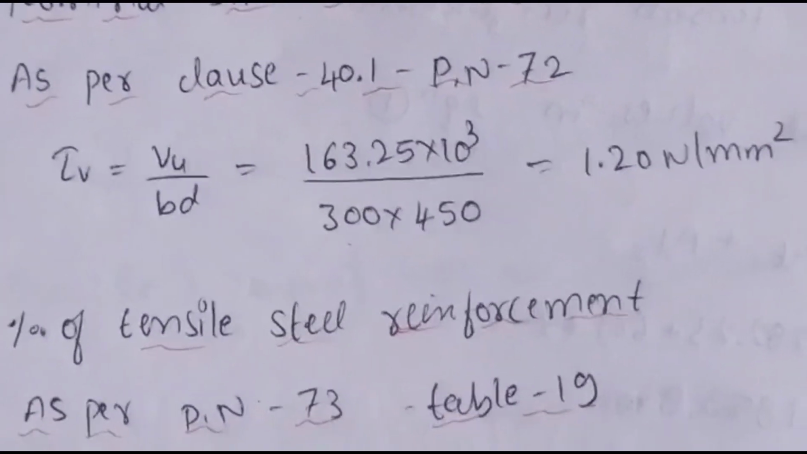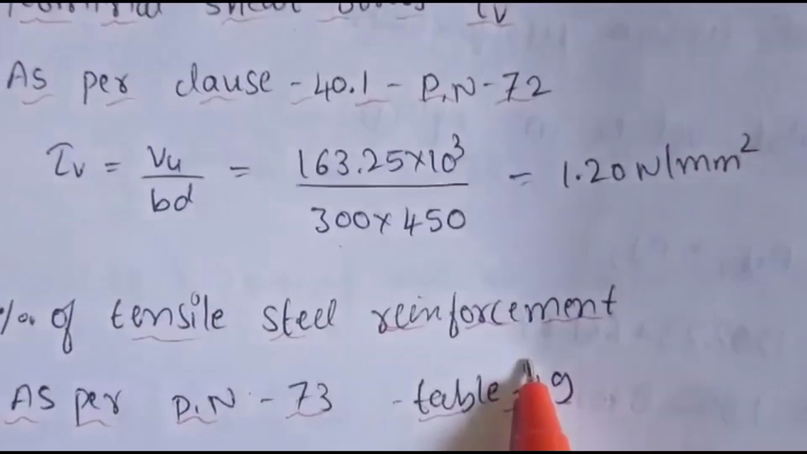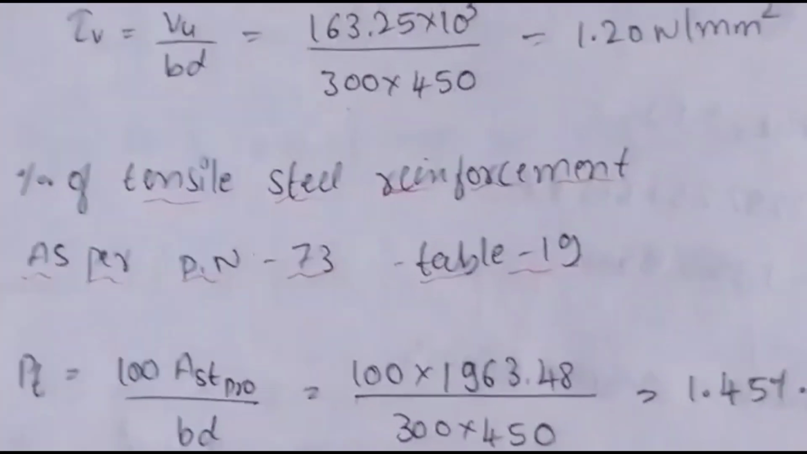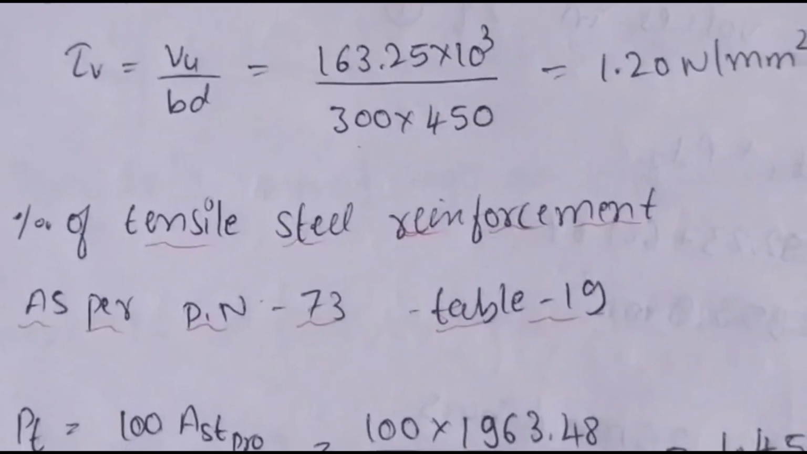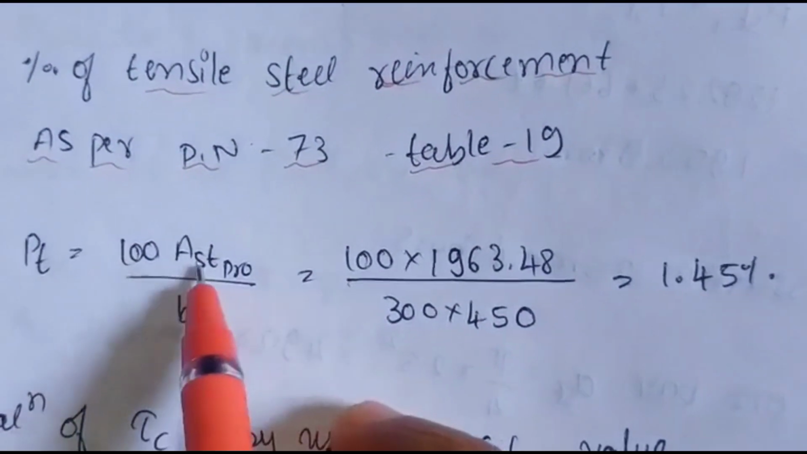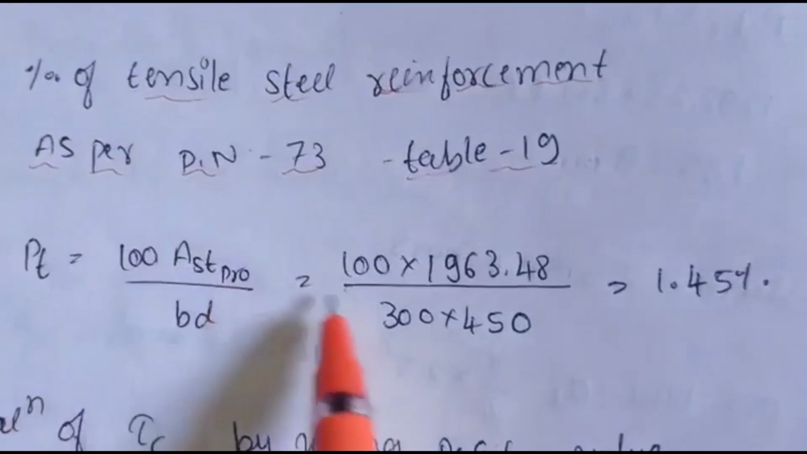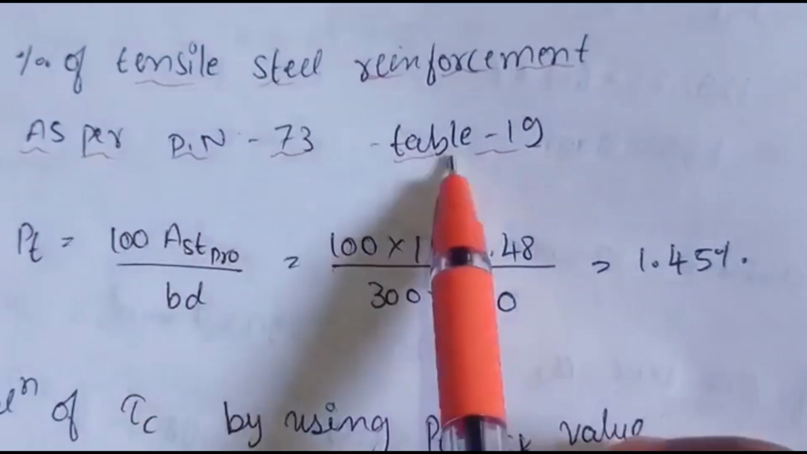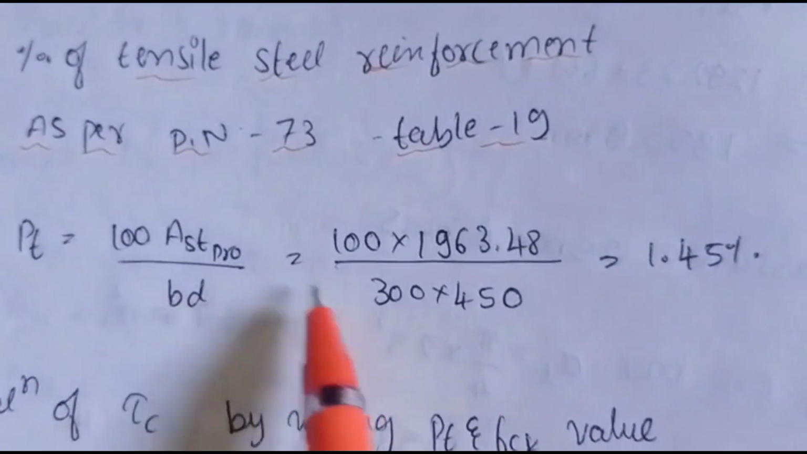So after this we will go for the calculation of percentage of tension steel reinforcement, that is denoted as PT. For that, as per page number 73, table number 19, we have the formula: PT is equal to 100 into Ast provided divided by b into d. This formula is given on page number 73, table number 19. So substitute all the values.